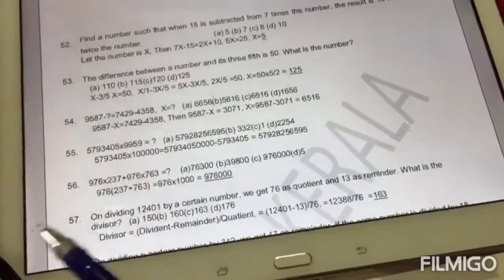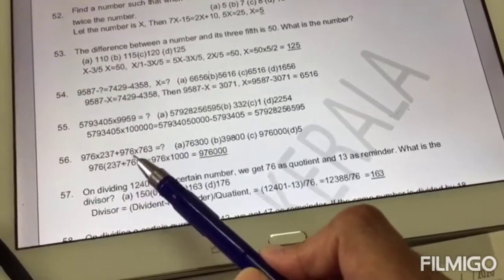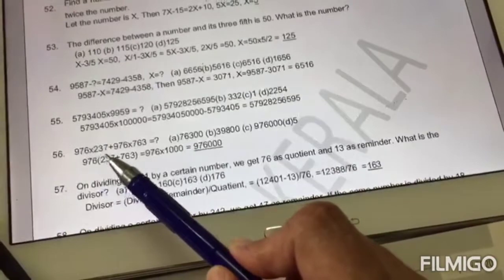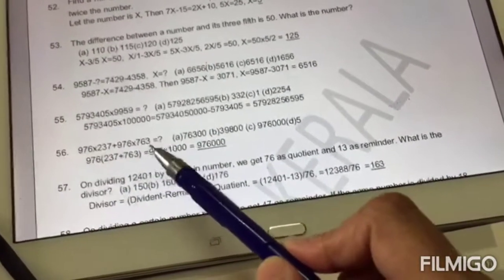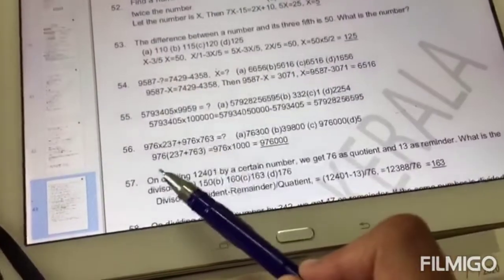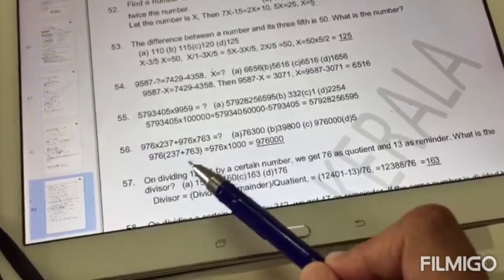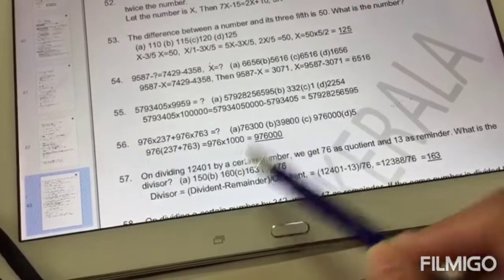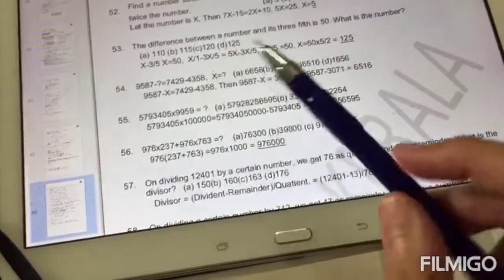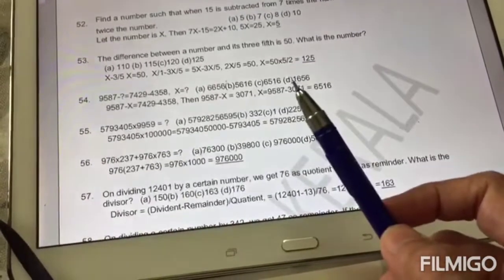Number 56. Now look at this question very carefully. See if it follows any formula or expansion of a formula. 976 into 237 plus 976 into 763. How can we simplify it? What is common here? 976. So please take it out. Open brackets, 237 plus 763. This will give me 976 into 1000, which is 9,76,000. Isn't it simple? So always look for ways of doing it. Maybe you have to expand it. Maybe you have to use a formula. You have to keep thinking.